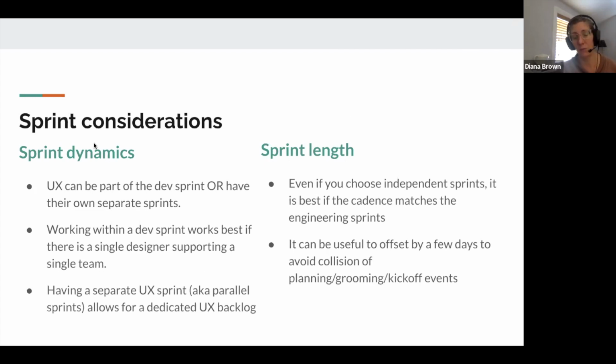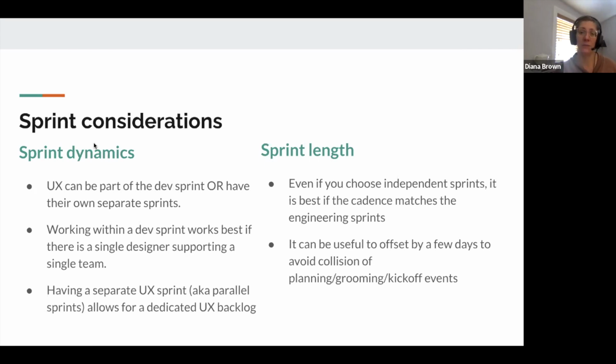Having a separate UX sprint, which is also known as parallel sprints, was very popular when Agile first came out. It does allow for a dedicated UX backlog that can even span multiple products and doesn't interfere with engineering metrics. It just decreases some of the transparency into the work you're doing and creates a little more overhead, but it's a viable approach, certainly, and it has been a very popular one in a lot of places.